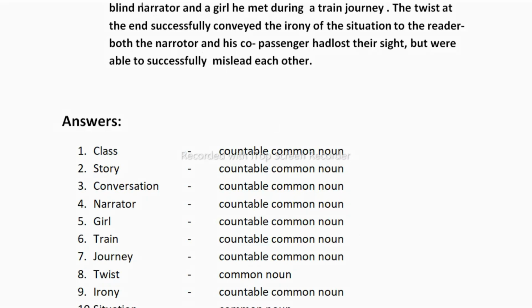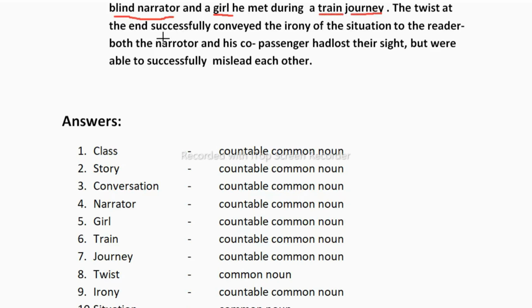So here the class is a noun, which is a countable common noun. We read the touching story of a conversation between... So story is a noun. Between a blind narrator, which is a person, so it is a noun, and a girl, which is also a noun. He, we cannot take because it is a pronoun. Met during a train journey. Train, which is also a noun, and journey, this is also a noun.